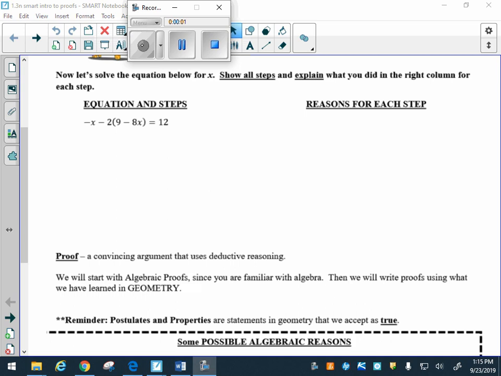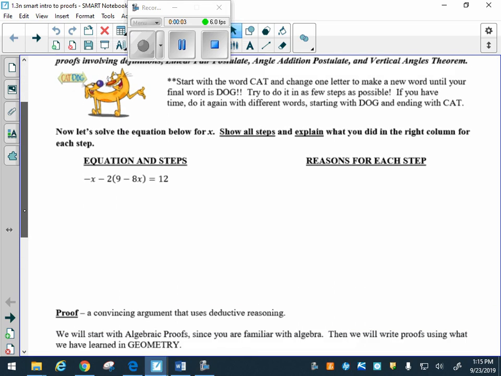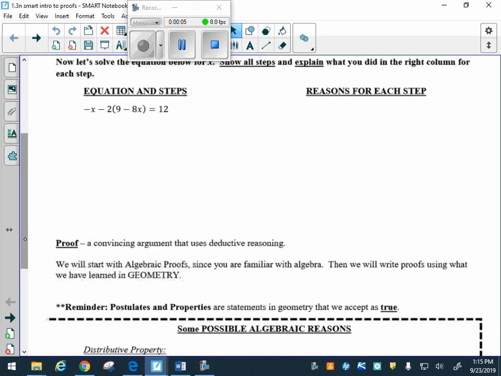I am going to get started on this intro to proofs. I'm going to get started with this equation here. And remember the car activity that we did, and we'll refer to that a couple of times. So in this equation, this is an algebraic equation that you should already know how to do. What is the first thing you would do to solve for x here?